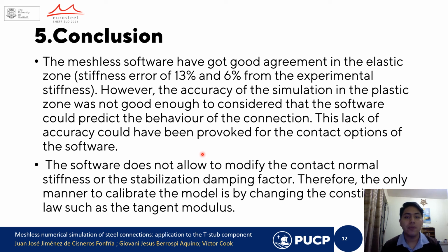As I mentioned before, the sliding contact between the bolt and the hole does not allow the bodies to touch each other if they have a relative displacement. Also, the hole cannot be deformed by the bolt when they touch each other. The software does not allow modifying the contact normal stiffness or the stabilization damping factor. Therefore, we could only calibrate the meshless model by varying the tangent modulus of the material.